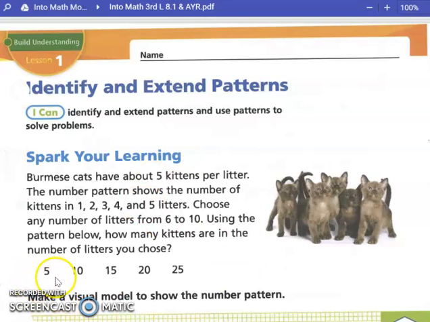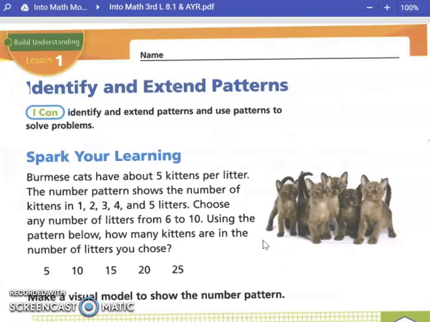What are we counting by? 5. Okay, says, spark your learning. Burmese cats have about 5 kittens per litter. The number pattern shows the number of kittens in 1, 2, 3, 4, and 5 litters. Choose any number of litters from 6 to 10. Using the pattern below, how many kittens are in the number of litters you chose?